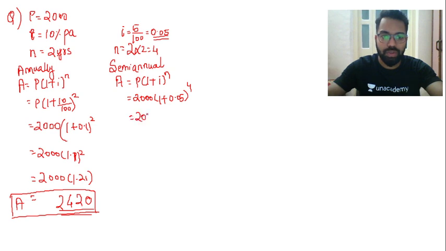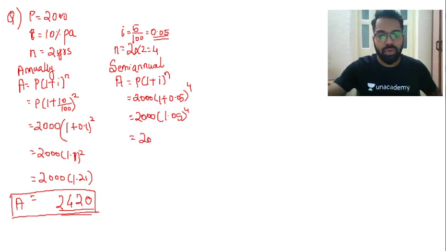This is nothing but 2000 into 1.05 raised to 4. This is equal to 2000. How do you calculate this? It's basically 5 raised to 4 is 625. I hope everyone knows this, that 5 raised to 4 is 625.